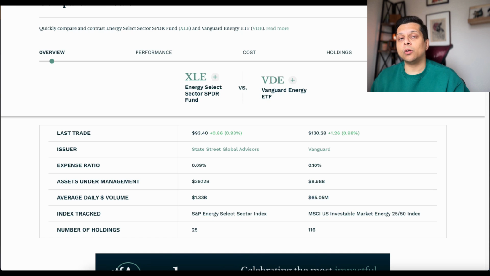So what it really comes down to is, what can you afford in your account? Can you afford an XLE or can you afford a VDE? That will be the answer for you to decide. For me personally, I would go with an XLE.